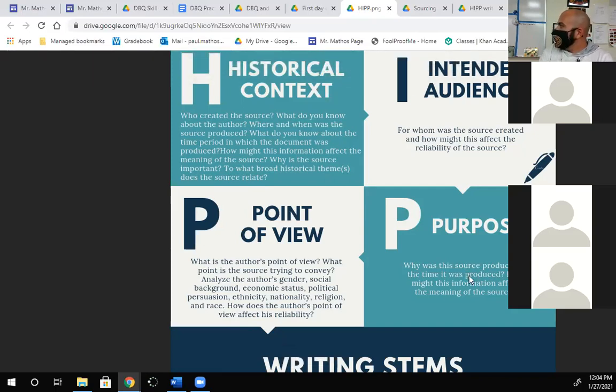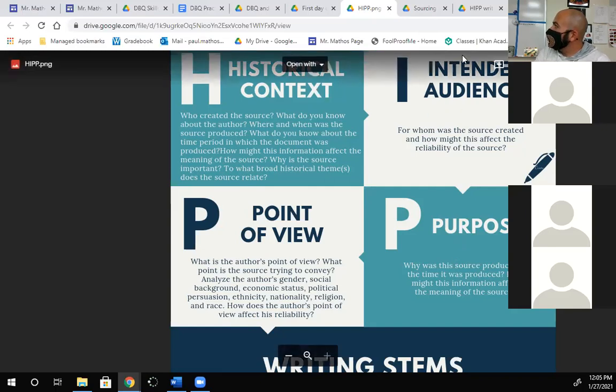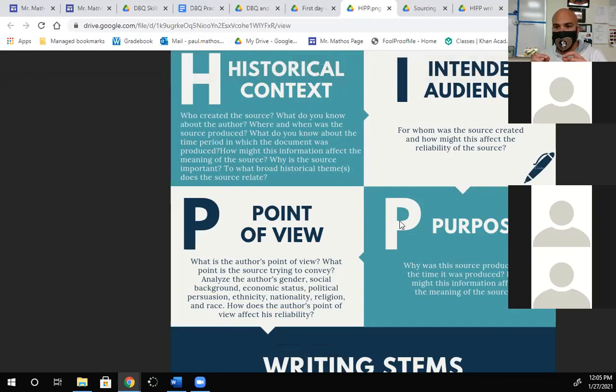And finally, the last way you could do it is purpose. Why was this source produced? What's the point of this source? Think about the emails sent between Kate Naka and Pete. She was trying to vent, and he was trying to help her. That's the purpose of a document. That is how we break this down. H, A, or I: you could do intended audience or audience. P, P. Historical context, intended audience, point of view, and purpose. That's how we break down these documents.